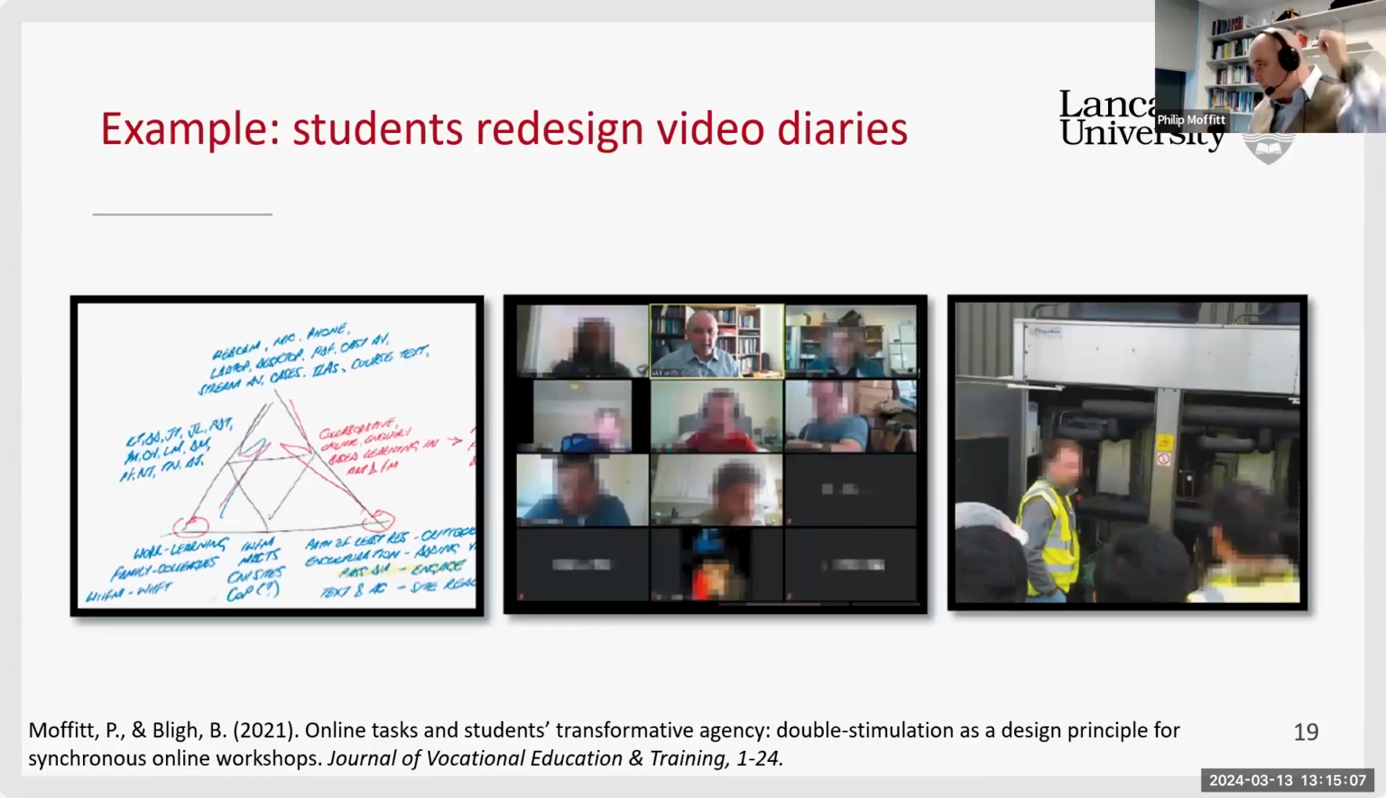So for an example of double stimulation task design, I'm going to refer to this online change laboratory where Brett Bly and I facilitated a research intervention with 12 technical vocational education and training students. And they were studying part-time for a diploma in facilities management while they were working. The overarching problem they faced was that vocational training had little, if anything, in common with their subsequent work roles. They knew what those work roles were because they were working while studying.